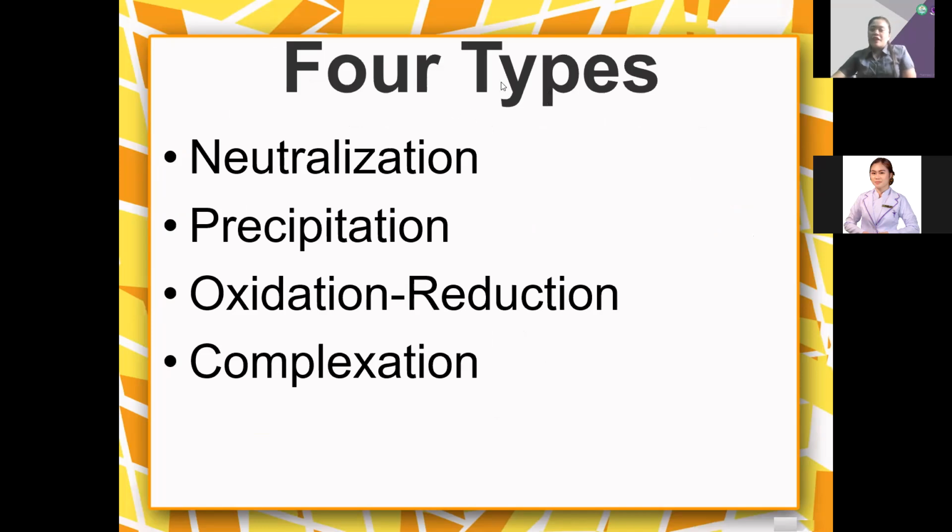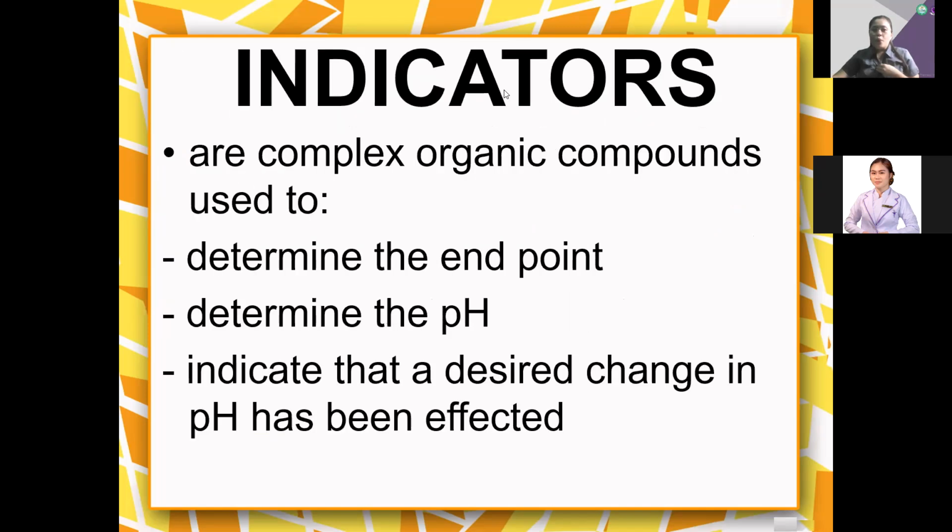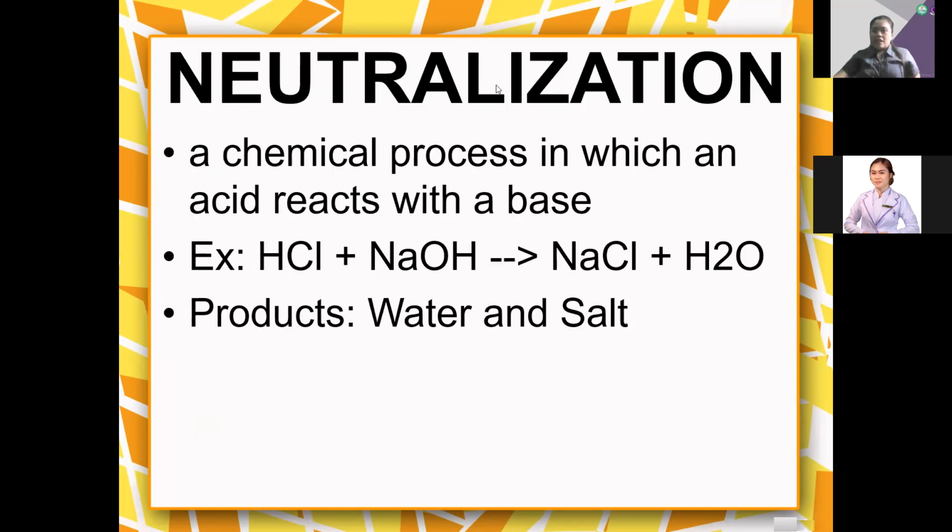So again, 4 types ito ng chemical reaction involved in the titration process, but we will focus with the neutralization. So sa chemistry, we know that neutralization is the reaction between an acid and a base. So we use neutralization process ng titration if we want to know the concentration of either an acid or a base. So just like this one, we have hydrochloric acid and sodium hydroxide. If they react with each other, we will have a water and a salt as products.